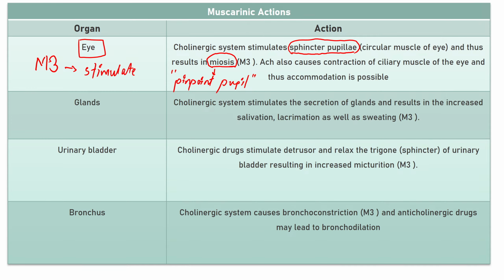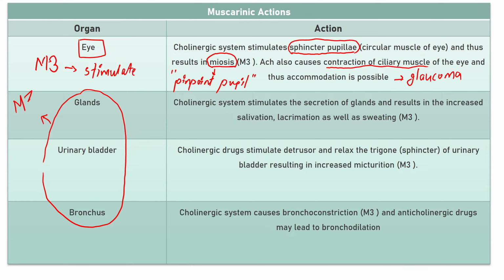Now this action is very important in glaucoma. This causes constriction of the ciliary muscle and accommodation is possible. This action is actually desirable in glaucoma. And the glands, all of these are stimulated by M3. As we learnt in the cholinergic system, the M3 receptor stimulates secretion: increased salivation, lacrimation and sweating.